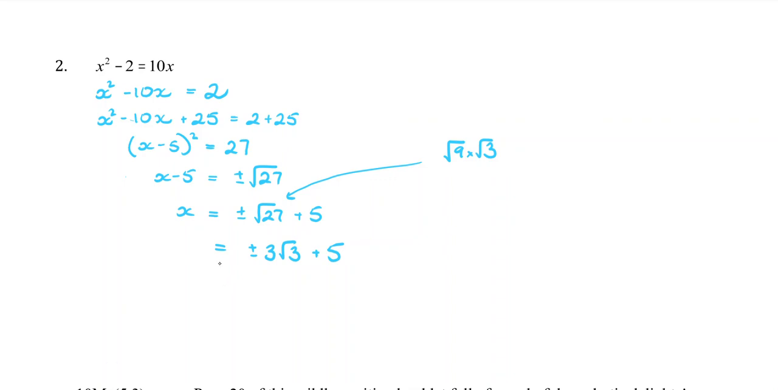Often in textbooks, that answer is fine, perfect, you get full marks for that. Often they'd like to put the whole number first. They go 5 plus or minus 3 root 3, just changing the order, but that is the same thing. Or you could separate the two solutions again if you wanted to.